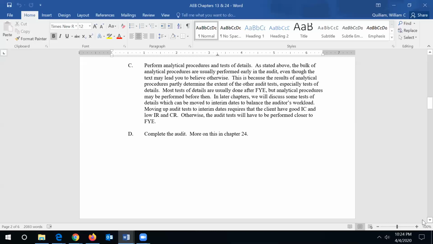And then D, complete the audit. We'll see more about that in chapter 24, which is the next chapter that I cover. I know it may look a little bit strange, skipping from chapter 13 to chapter 24. In reality, there's nothing in between which we need. Chapter 24 falls right in line here.